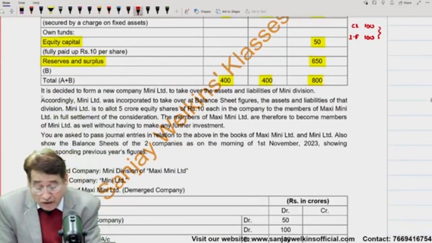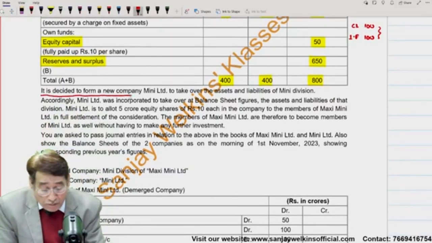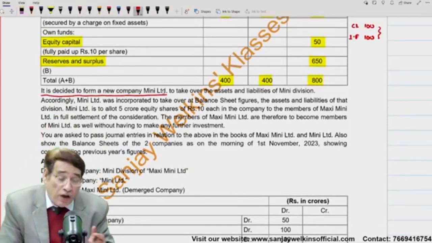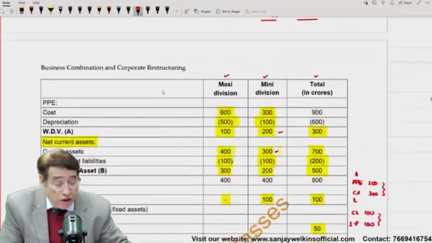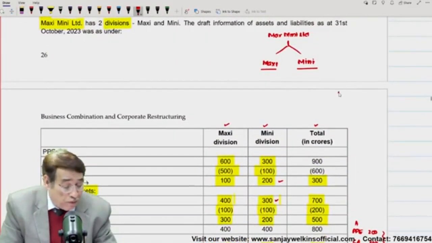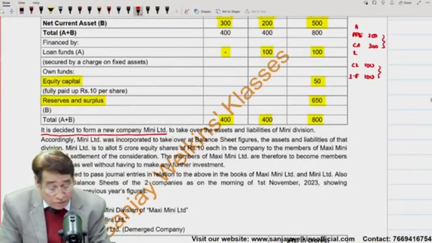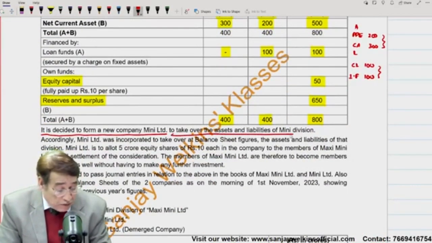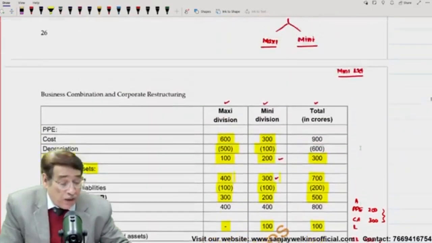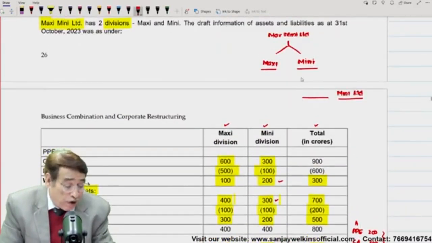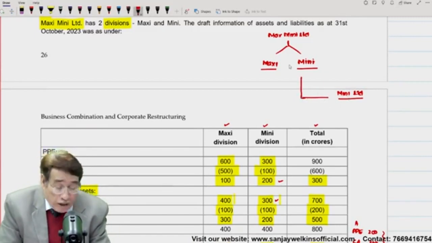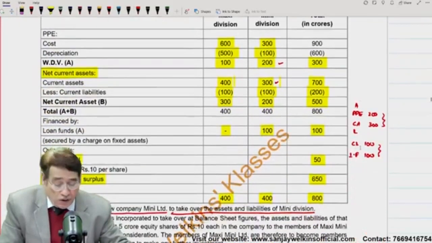Further, it is given, it is decided to form a new company, Mini Limited. A new company is formed by the name of Mini Limited. Now it is given, it will take over the assets and liability of Mini Division. That means new entity Mini Limited will take over Mini Division. Is it clear to you or not?